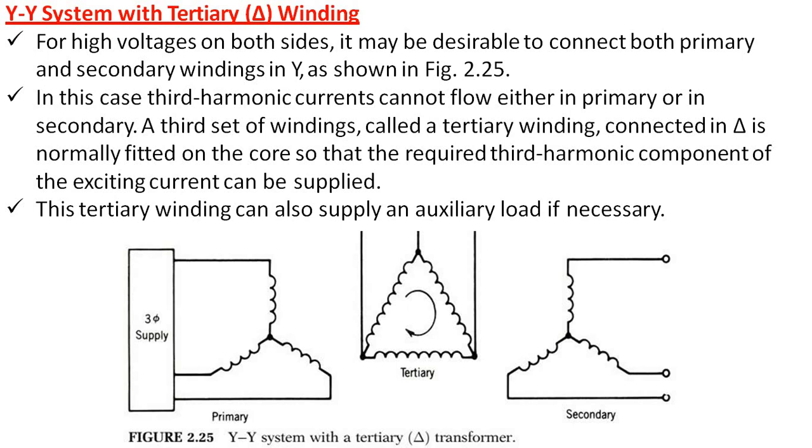Then the primary side has a star connection, and the secondary side also has a star connection. So in between is the tertiary, which is in delta connection. In the figure, a star-star system with the tertiary delta transformer.